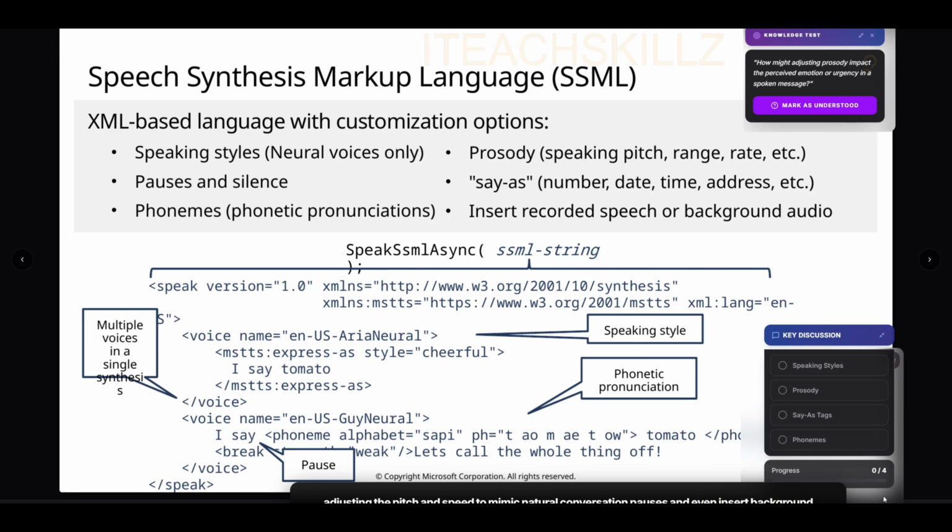Now let's explore how SSML handles specific elements, say-as tags for formatting numbers or dates, phoneme tags for precise pronunciation like saying tomato, and integrating recorded speech. In our code snippet, speak version equals 1.0, we see examples of using neural voices with attributes like cheerful to express emotions in text-to-speech conversion.